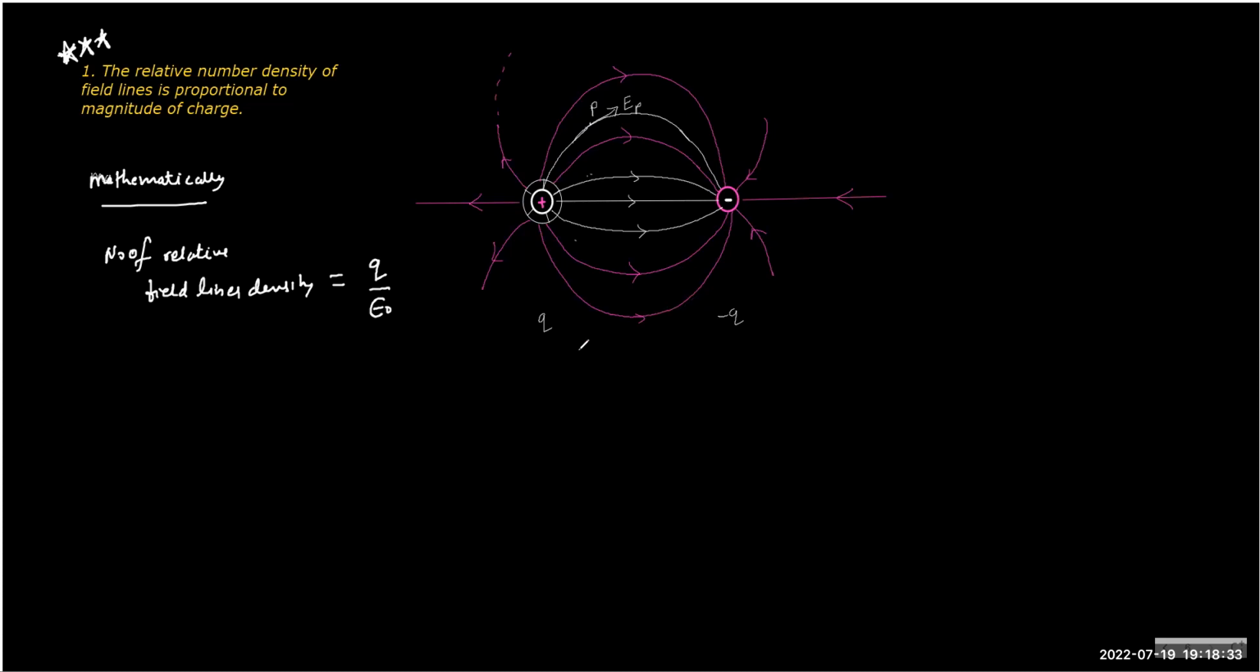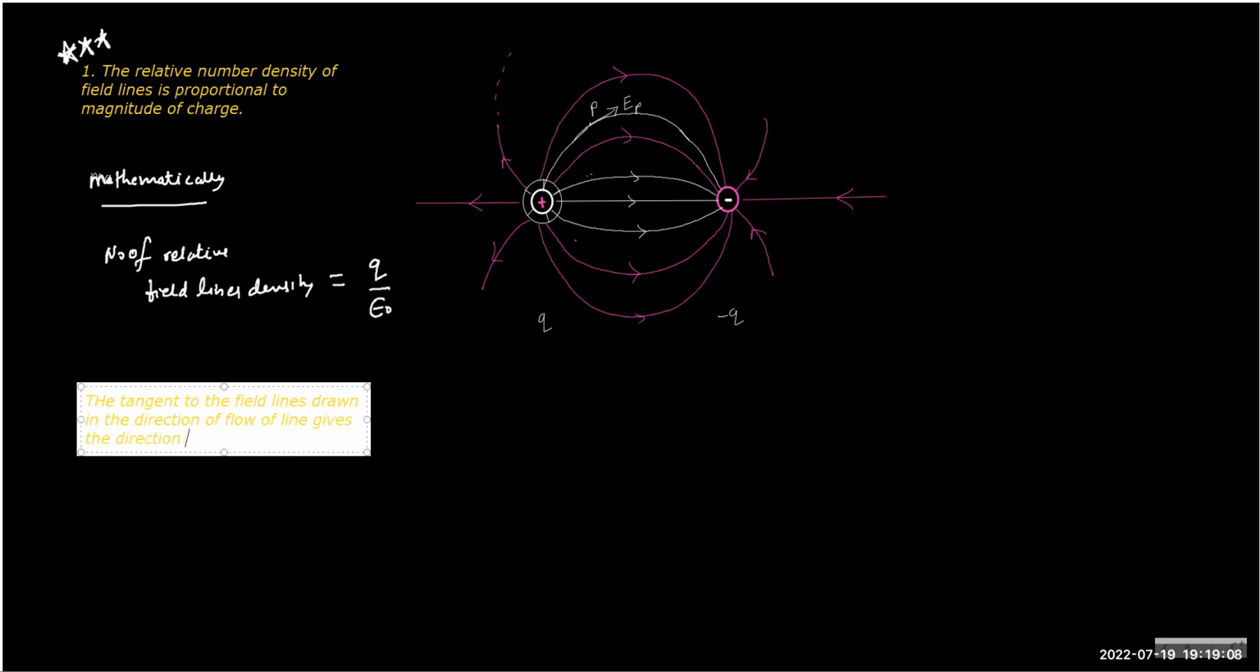So in a way, all the lines of force are representing a collection of tangents. Okay, so how do we write it? It's very famous. We can say that the tangent to the field lines drawn in the direction of flow of line gives the direction of electric field at that point.